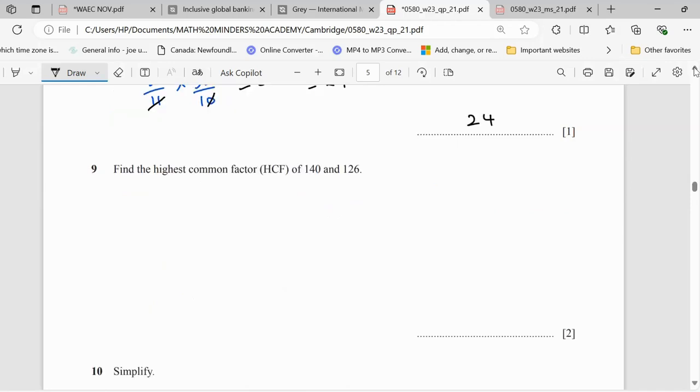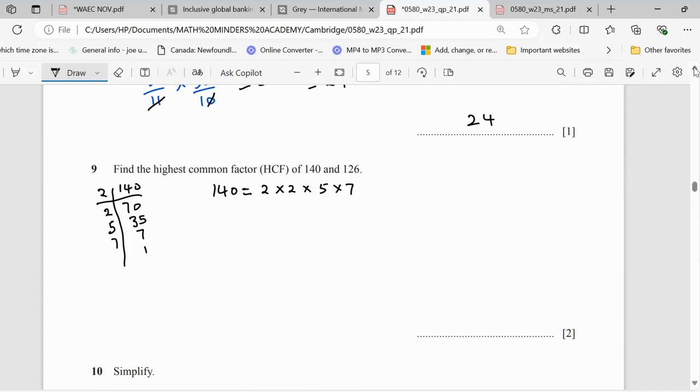Here we are looking for the HCF of 140 and 126. So now look at 140 here. If we use 2 to divide, what do we have? This is 70. 2 can divide 35. 5 can divide 7. 7 can divide 1. That means 140 can be written as 2 times 2 times 5 times 7.